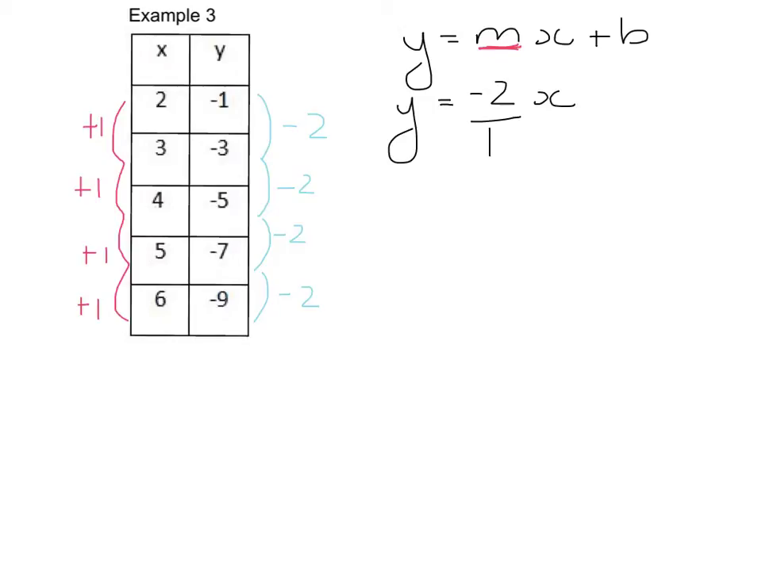Now I said to you previously that the b is always the value when x equals 0. But when I look at my table of values, there's no x equals 0 in there. However, there's no reason why we can't make that up ourselves, because we know the change. We know that if my x becomes a 1, because it went down 1, then this has to go up 1. So in other words, when x equals 1, my y is going to be equal to 1.